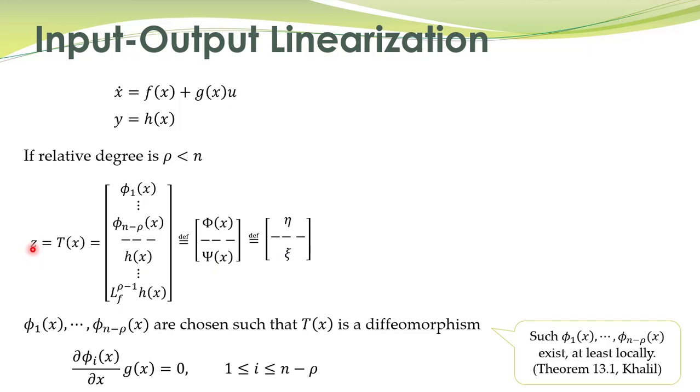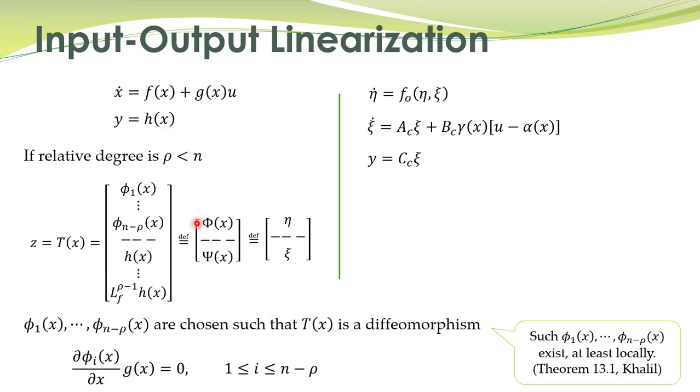That is, this new state vector z is split into two parts, eta and xi. What is the dimension of xi? So from here h of x up to this rho minus first Lie derivative, here these are rho elements. So xi is a rho by one dimensional vector, and what is eta? An n minus rho dimensional vector. And overall this vector has the same dimension as this new state vector z. That is, the dimension of this vector is n.